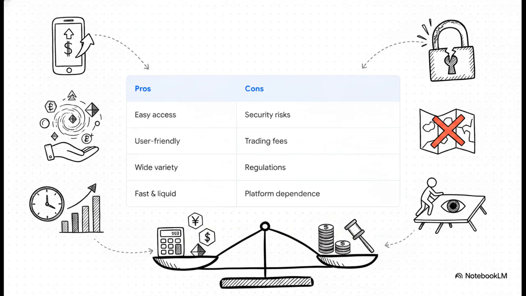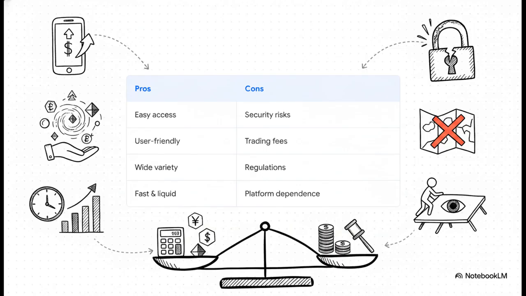But on the con side, we have to impartially acknowledge the trade-offs. There are inherent security risks and hacking possibilities because these centralized platforms are basically honeypots of wealth. You also have to factor in trading and withdrawal fees that will inevitably eat into your margins. There are regulatory restrictions that can change abruptly depending on where you live. And ultimately, you have a heavy dependence on the platform itself.